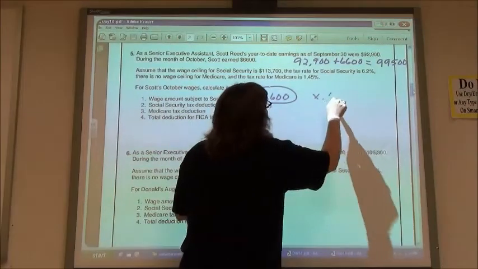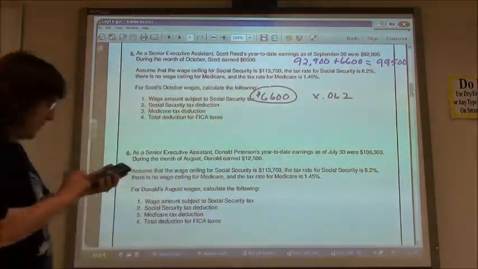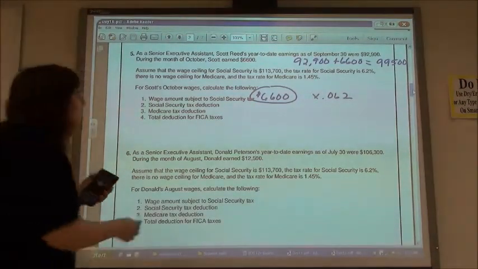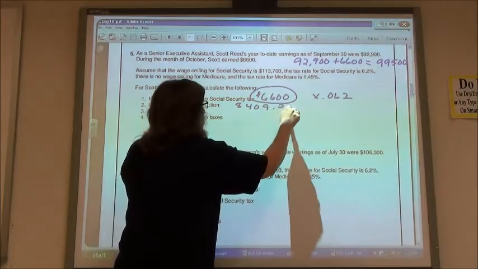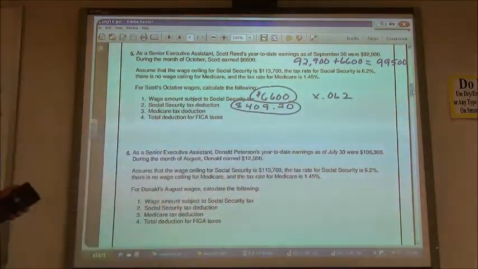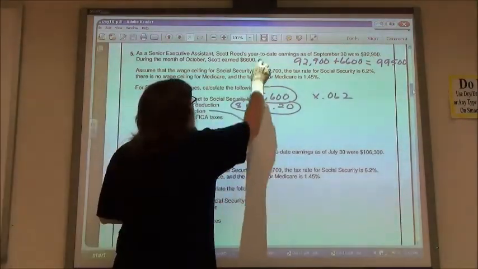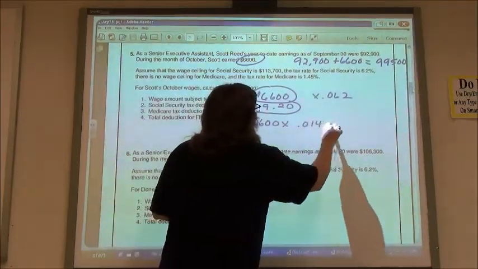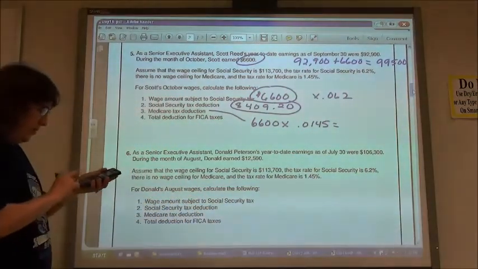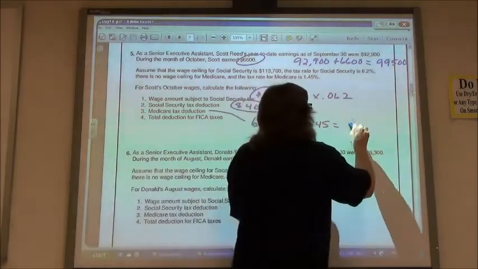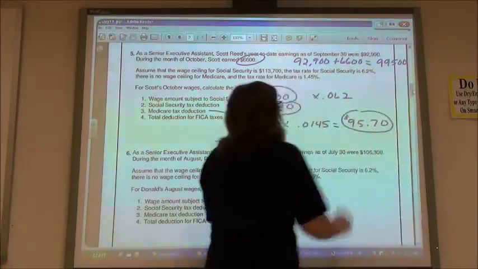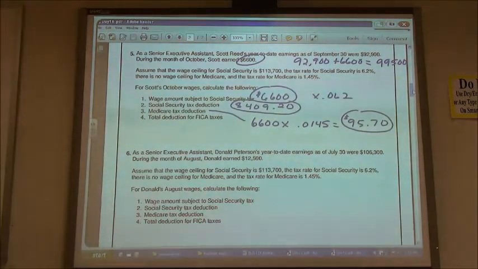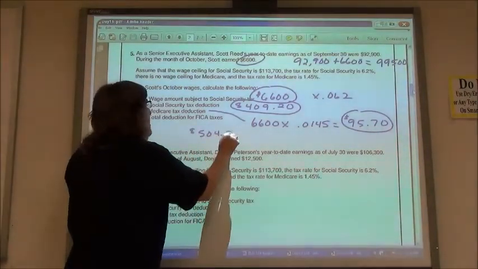He has to pay 6.2%. And so if we take that $6,600 times 0.062, $409.20 is how much tax he has to pay for Social Security. Medicare, doesn't matter. We're always paying Medicare on the full amount. So we're going to take the $6,600 times 0.0145. And so $95.70. And so for our total deductions, we're going to add the two together, $95.70 plus $409.20. And so I get $504.90.